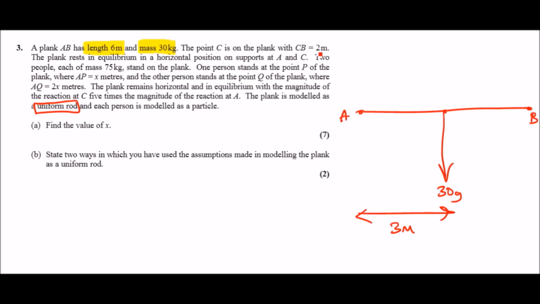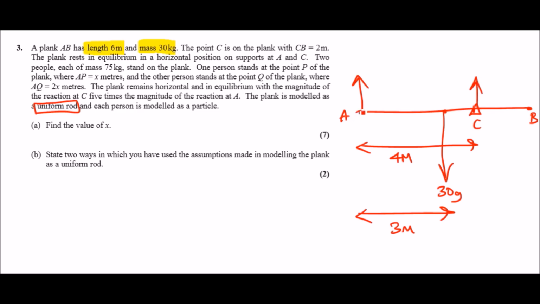So point C is 2 meters away from B, so it's somewhere around here. Let's call this C. And 2 meters away from B, so it's practically 4 meters away from A. The idea is that I'm always going to take moments around A because it's easier. Now the plank rests in equilibrium in a horizontal position on the supports A and C. So we've got supports there, meaning there's some sort of reaction going on.